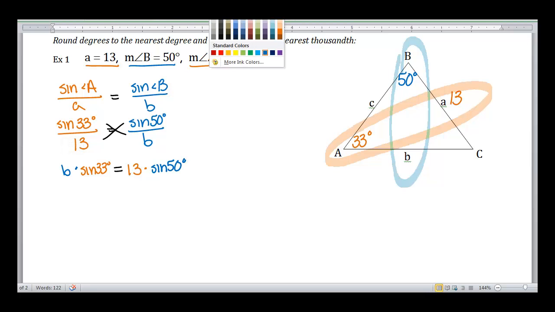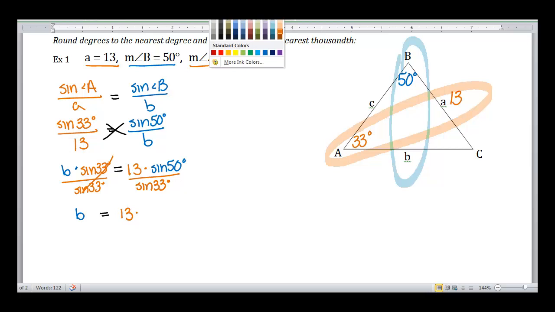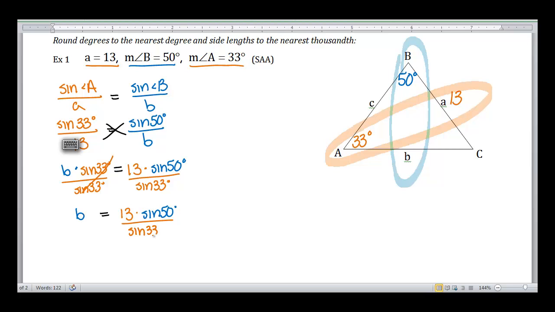At this point, I still don't have my variable isolated, so I'm going to have to do one more step of dividing each side by the sine of 33. So if I divide by the sine of 33, it cancels on the left, leaving me with only side B. And on the right, I have this to put in my calculator: 13 times the sine of 50 degrees divided by the sine of 33 degrees.